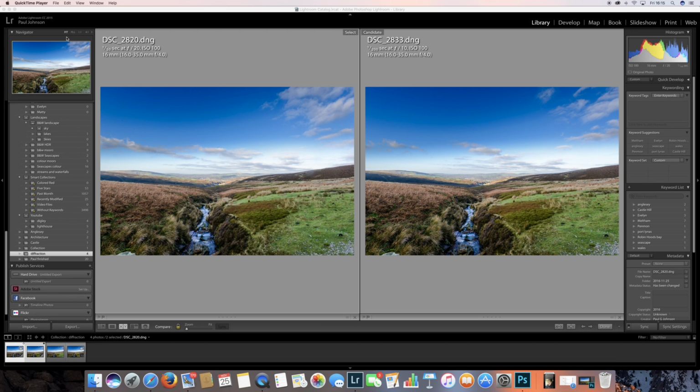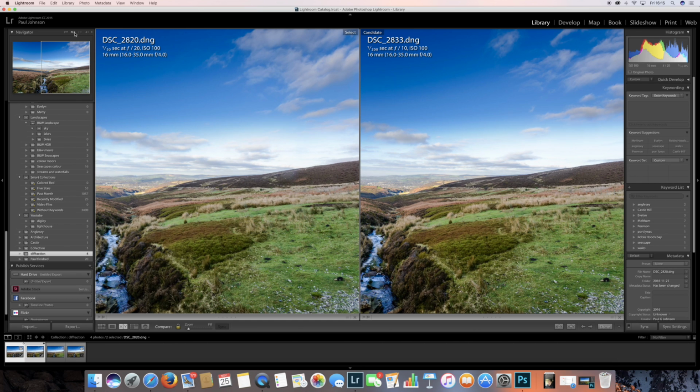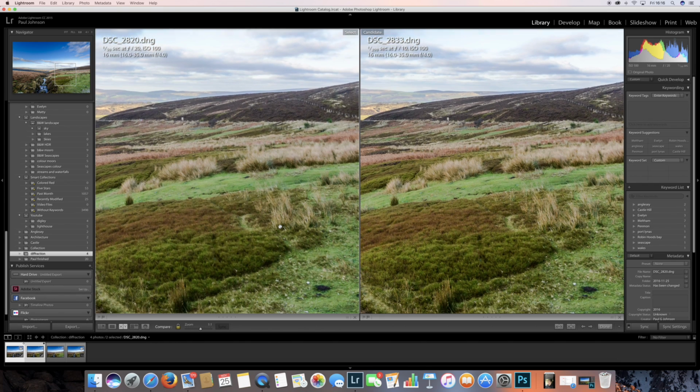The view at the moment is on fit, so that's just to fit the actual screen. If we go to fill, I was going to say there's not much difference between the two, but already I can see that if we look at the heather here on the left hand side on the f20 shot and the heather here on the right hand side, there's already a difference. This is already softer.